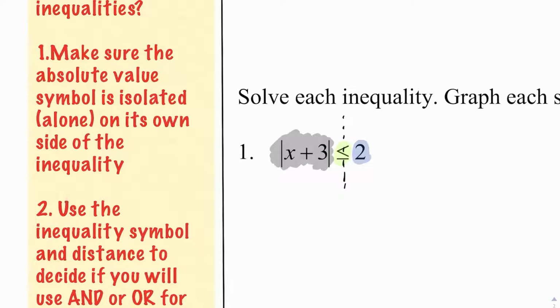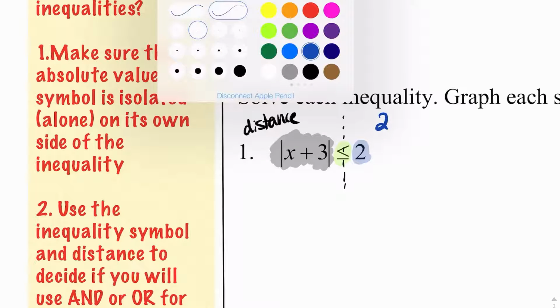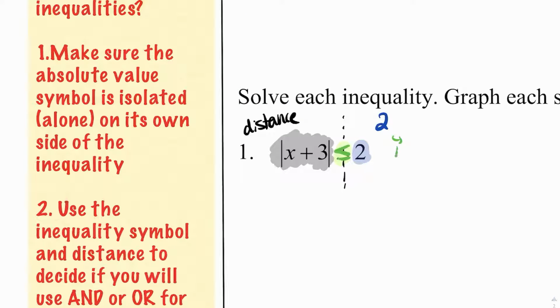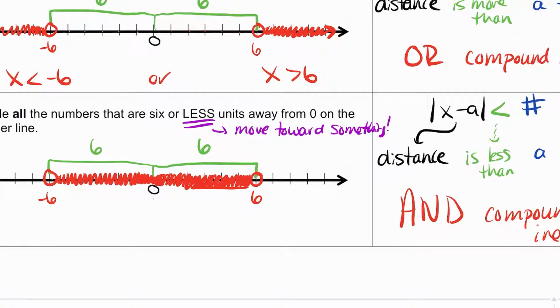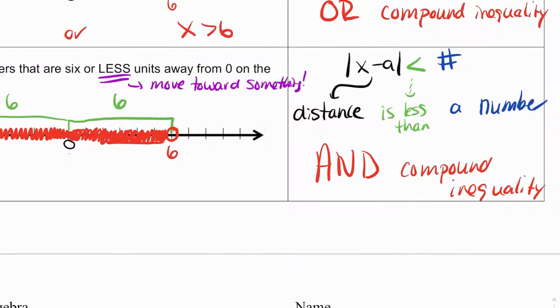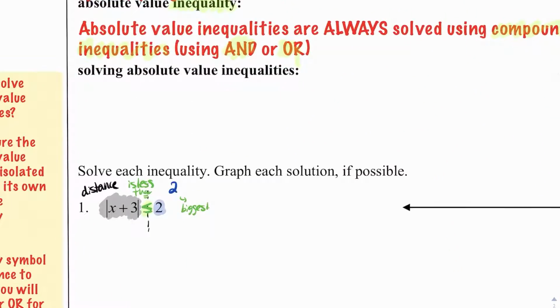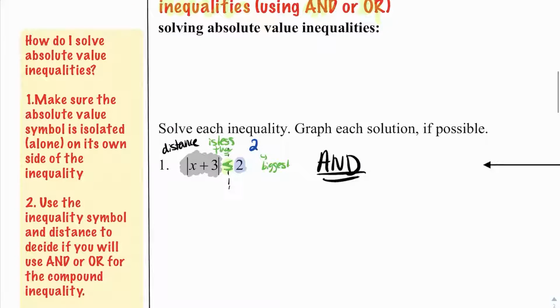Whenever I see absolute value, that's the word distance. And it's being compared to the number 2. And since the inequality symbol is opening towards the 2, that means the 2 is the biggest, which means my distance is less than, in this case, or equal to. But anytime we see a less than distance, we know I'd have to move towards it if I wanted less distance. I'm going to have to use an and compound inequality. So our first step just tells us that this is going to be an and compound inequality.